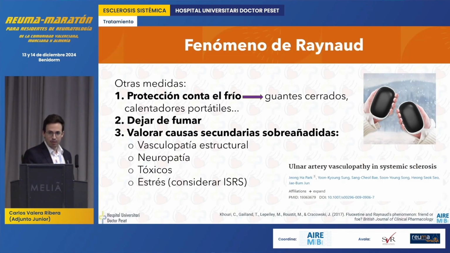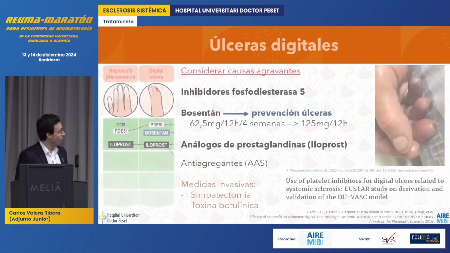Neuropathies like median nerve neuropathy, ulnar nerve neuropathy, etc. Toxins like vasoconstrictive toxins such as cocaine. Stress. There are indeed studies with fluoxetine showing improvement. Thus, patients with Raynaud's who are given fluoxetine show improvement in their Raynaud's symptoms. That is to say, stress is ultimately a vasoconstrictor. So that needs to be taken into account.